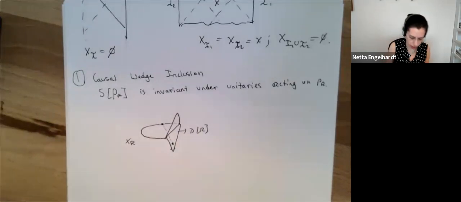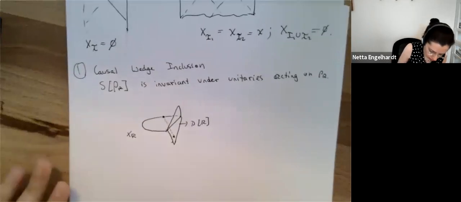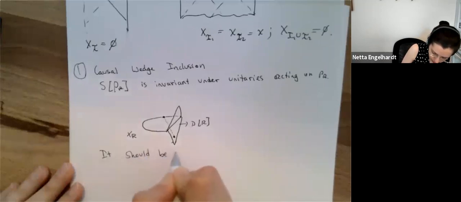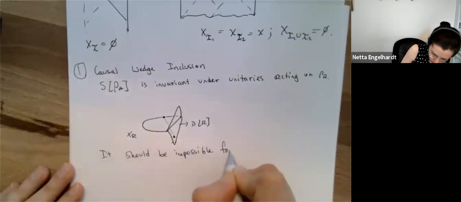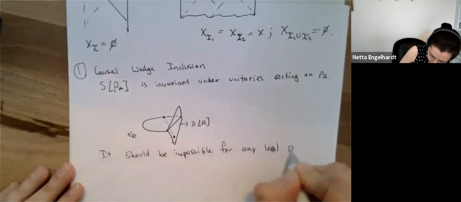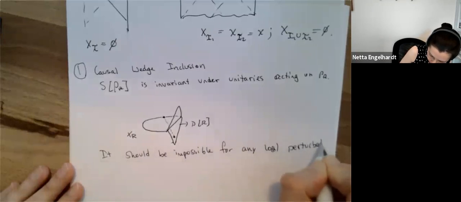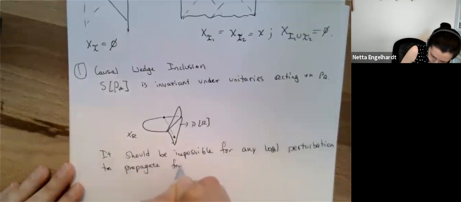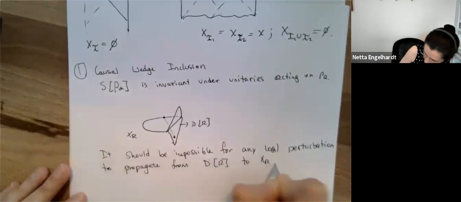So this clearly cannot happen, which in particular means that it should be impossible for any local perturbation to propagate from the interior of D of R to X_R.